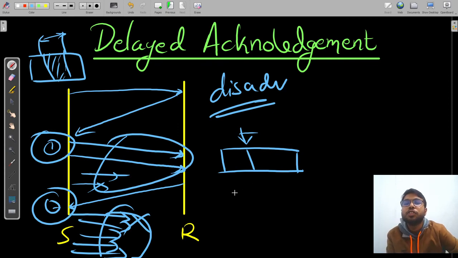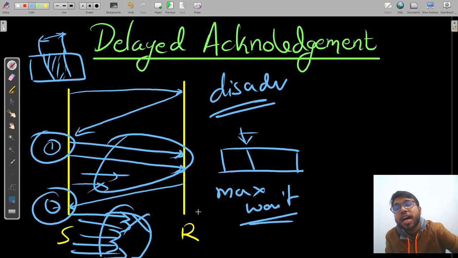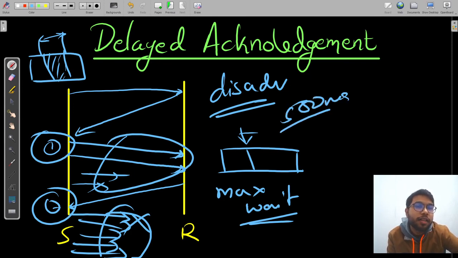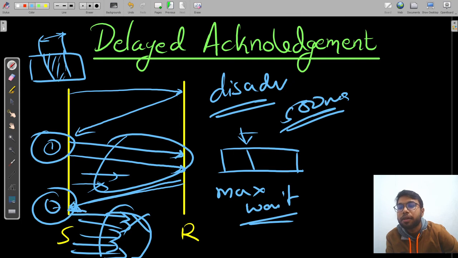So we have a maximum wait time. A maximum wait time has been defined, which says this is the maximum amount of time you can wait before sending the acknowledgement after receiving the package. That is 500 milliseconds. So my acknowledgement should ideally reach before the timer expires and the sender resends everything. We do not want this situation to occur.